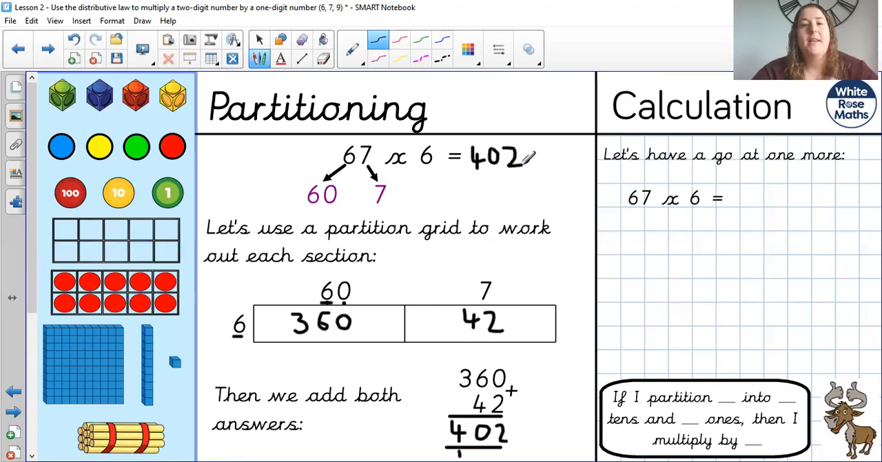Huge well done if you're following those as we're going through. Finally then, what did we partition? We partitioned 67 into 6 tens and 7 ones, and then we multiplied everything by 6.